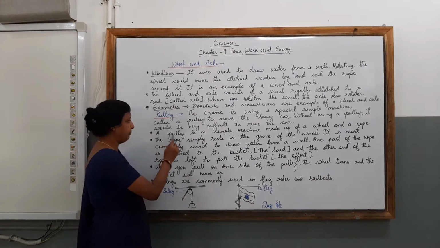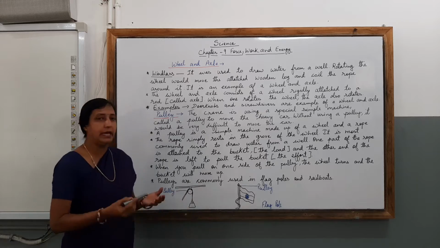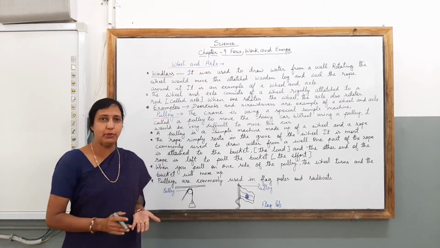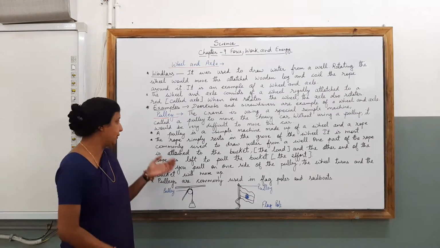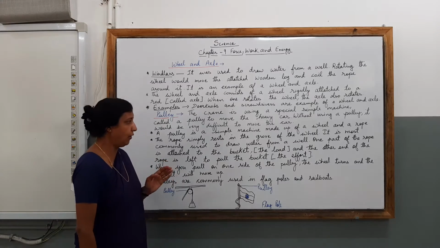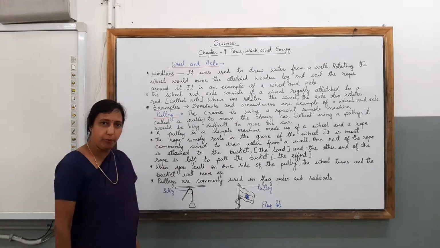So you can say a pulley is a simple machine made of a wheel and a rope. Clear, children? You can understand now? Very simple to understand. What is a pulley? You can see a pulley is a simple machine made up of a wheel and a rope.